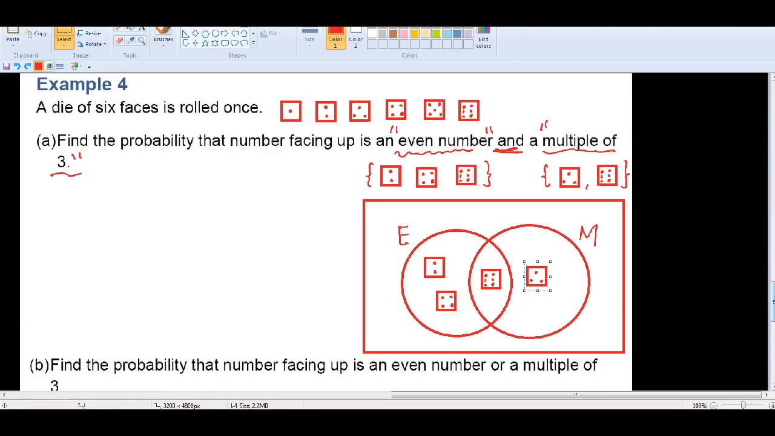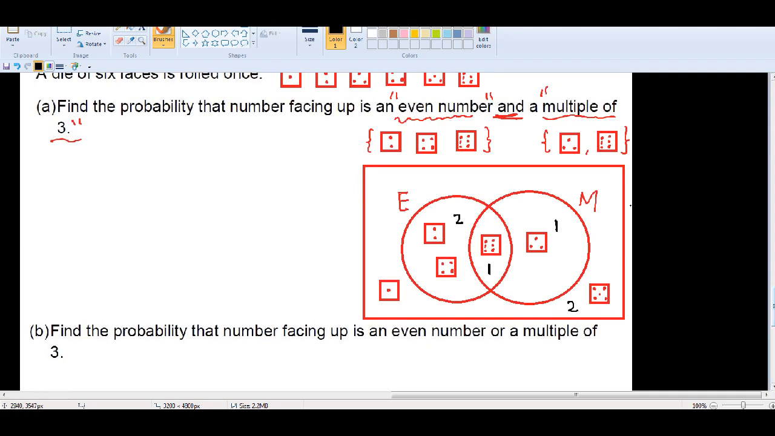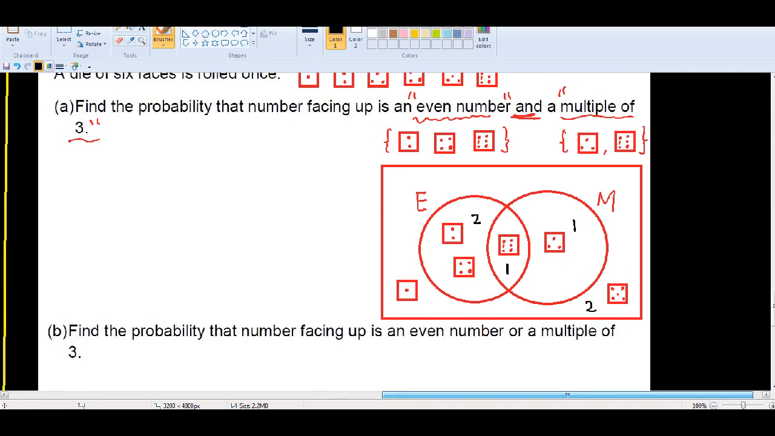Okay, so how about the rest of them? You still got 1 and 5. So these 2 are neither of them. Alright, so let's mark the numbers. You see there's only one case in the intersecting area, so it should be 1. Then 2 even numbers but not multiple of 3, 1 multiple of 3 but not even number, and 2 which are neither of them. Could you see that? So totally that should be 6. When you add all the numbers, there are 6 of them.